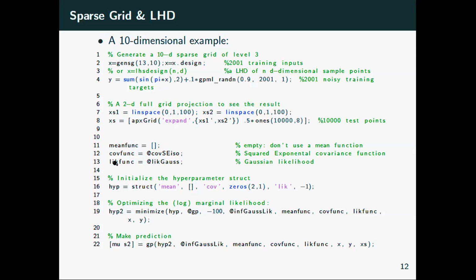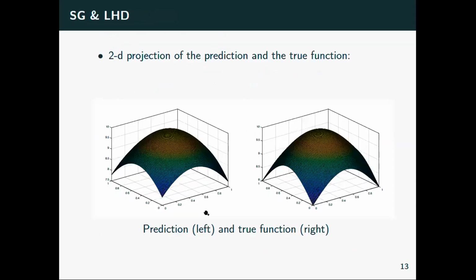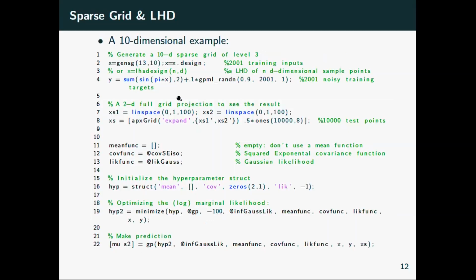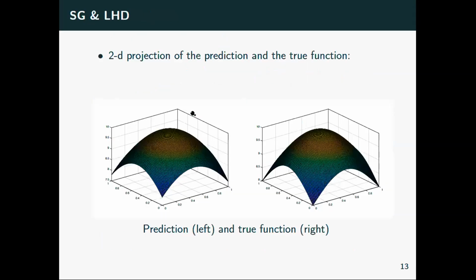And the same way for defining the mean function, covariance function, and the hyperparameters. Then we can put all these variables into the GP function, and if you run this line, you get a prediction of the underlying function. We can see here the left graph is the prediction and the right graph is the true function. If you use the sparse grid design or the Latin hypercube design, because they're very efficient and very accurate, even if it is a 10-dimensional numerical problem, you can still have a very accurate prediction here. We can see they're almost the same.